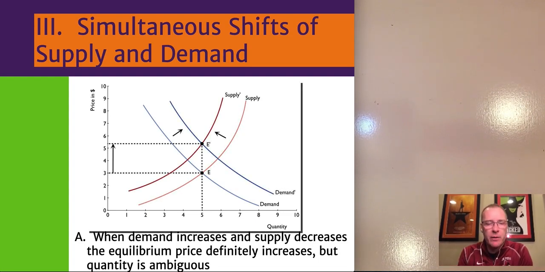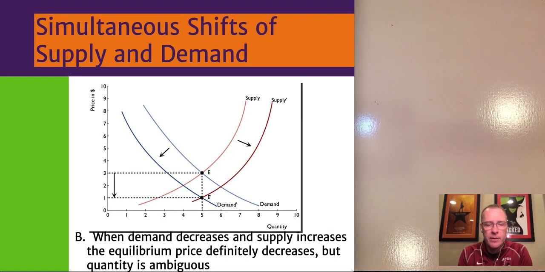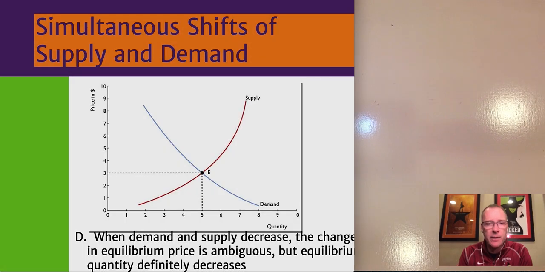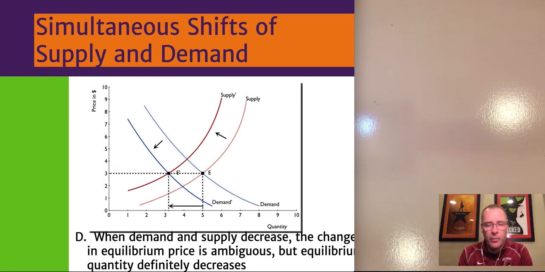Just remember, if you have a double shifter in there, something is indeterminate, something is ambiguous, something is unknown. In this case, we know for a fact the price would be higher, but quantity would be unknown. Here we have the same thing, except price is going to be lower, quantity unknown. When they both go in the same direction, this time we're going to know the quantity is going to be more, but the price is unknown in this case. Here we have quantity is going to be less, price is unknown again.